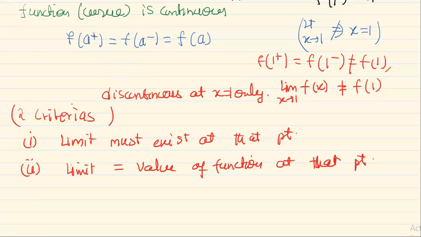Okay, so there are a lot of things happening in this chapter, but the basic thing is, what do you mean by the function is continuous? It means these three criteria must be satisfied for being continuous.